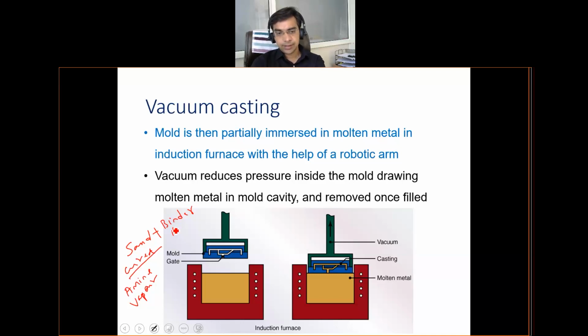In this case, the mold is placed inside a holder which is connected to a vacuum system. When connected to vacuum, you then plunge this mold assembly into the molten metal pool. So here you have the molten metal.